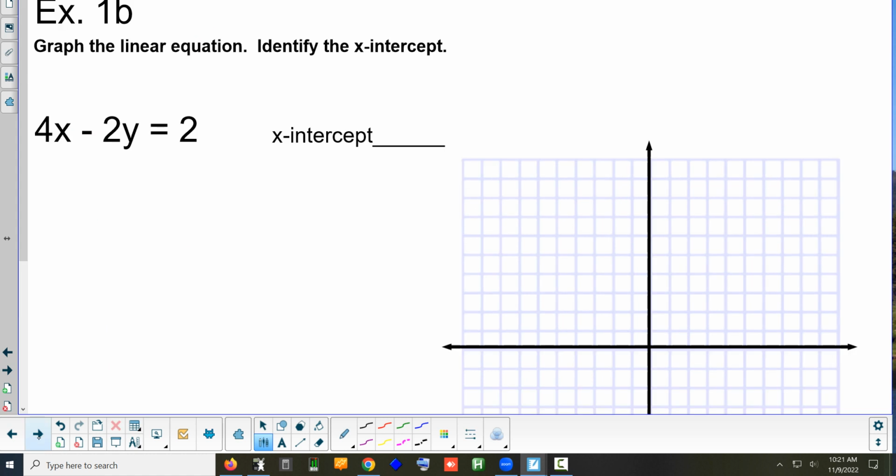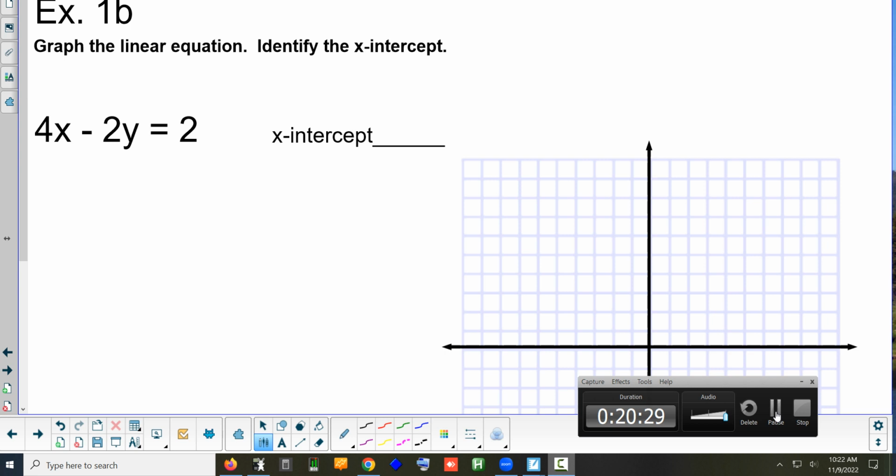All right, so why don't you guys try that one? Just like the last one, see if you can get it in y equals mx plus b first. Then put a dot on your y-intercept. And then use the slope to try to get one more point. Look at it.